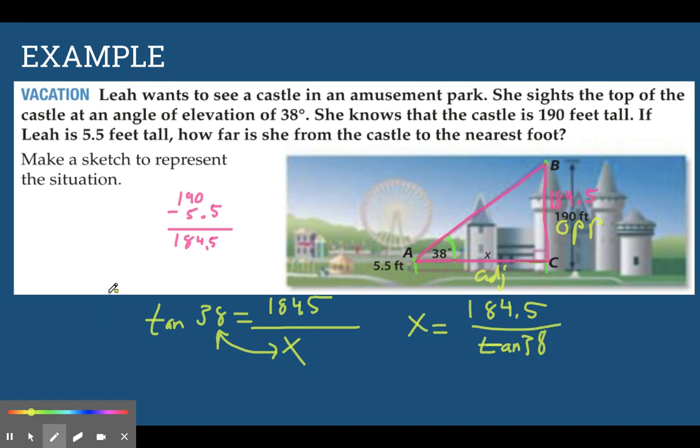Which again, I'm working on a personal calculator here in my hand. You can't see that in the video, but 184.5 divided by tangent 38 gives us 236.149, and we round that. That means that Leah is standing 236.1 feet away from the castle. Okay, once again, we already know this. We're just incorporating our vocab words of angle of elevation and angle of depression.